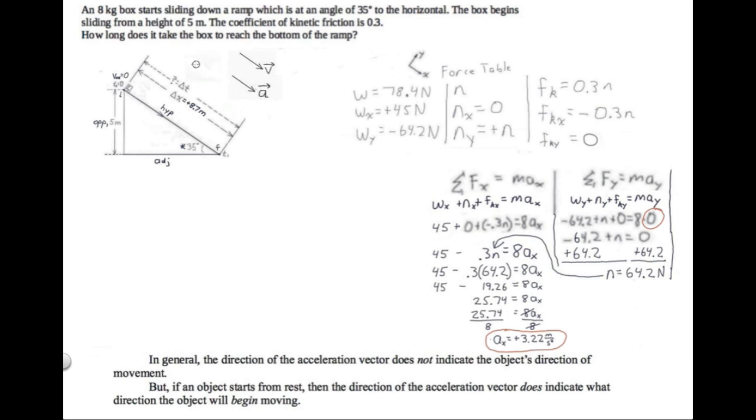And that does make sense because we know that the box did begin moving down the ramp. So yes, it does make sense that the acceleration is pointing down the ramp. That's the only way the acceleration could point in order to explain why the box began moving down the ramp. The acceleration tells us how the velocity will change. If the velocity started at 0, the only way the velocity could change to point down the ramp is if the acceleration points down the ramp.